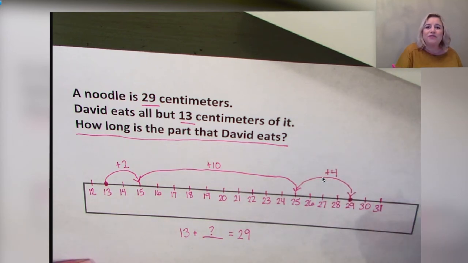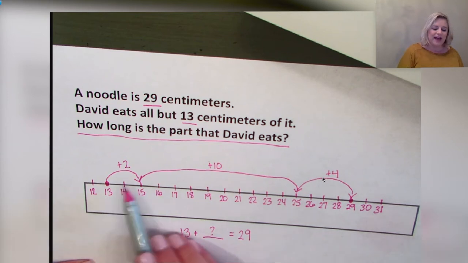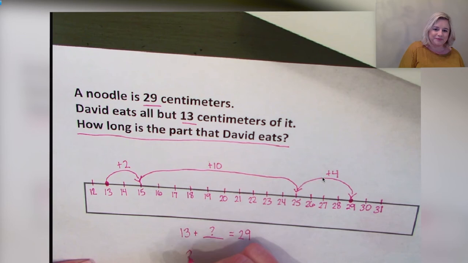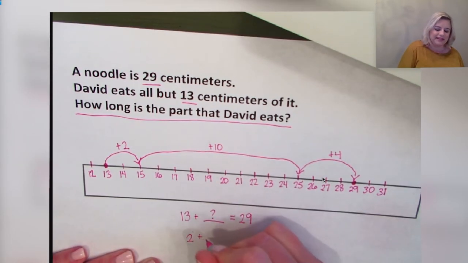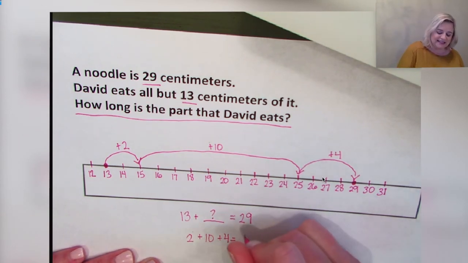So how can we figure out the total number of spaces we moved? That's right, you're working so hard. We can add or sum all the moves to figure it out. So add these with me. We have 2 plus 10 plus 4. And that equals 16 centimeters.